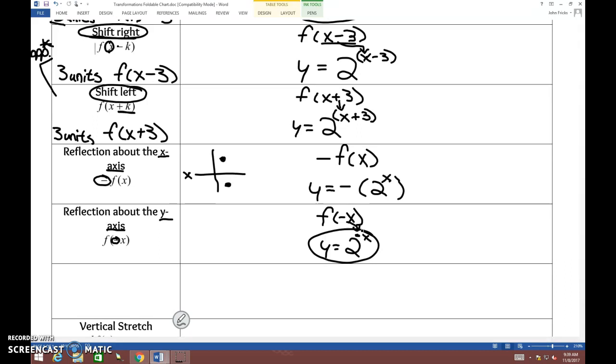With a reflection across the x-axis, I'm multiplying the negative times everything. So what I've got to look for, the key here is focusing on where the negative is being placed. If the negative is in front, then it's a reflection across the x-axis. If the negative on this one is inside or next to the x, then that's going to mean it's a reflection across the y-axis. And if you think about it, it kind of works opposite with these two. If it's affecting the y, it's across the x-axis. If it's affecting the x, it's across the y-axis.